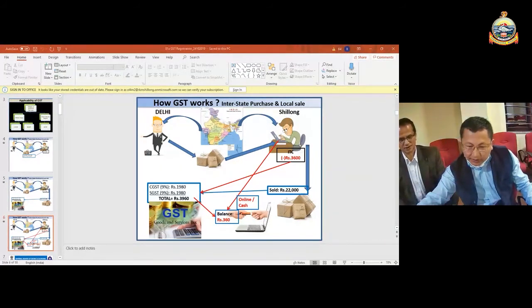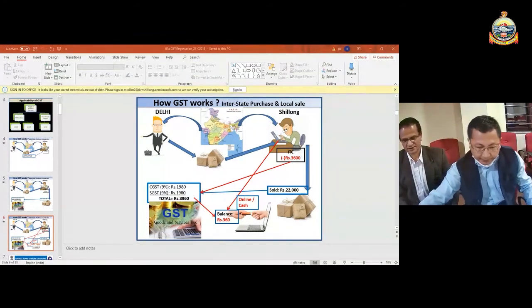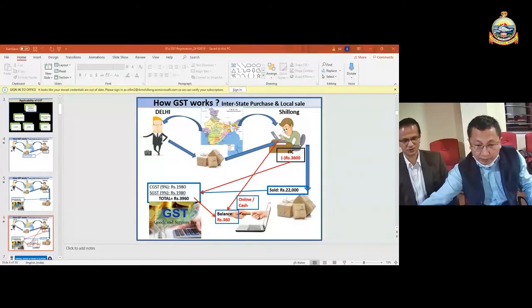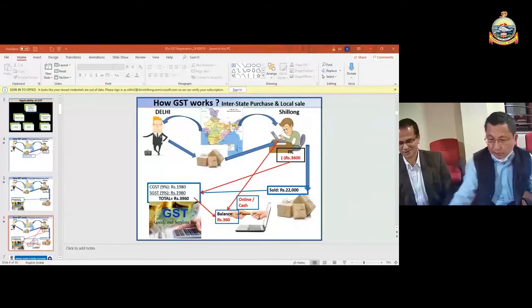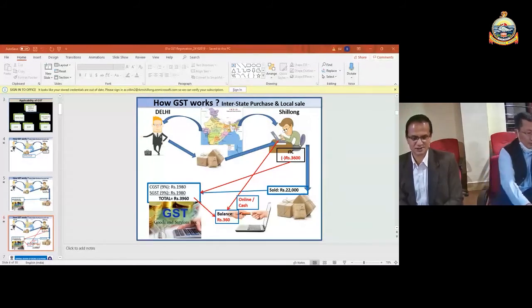There is one question regarding some more details about capital goods. Whatever I have said regarding capital goods was in a nutshell, because it is a one-hour webinar, and we thought it should be confined to just the main features about what is ITC and what is ITC on raw materials and capital goods. For capital goods, there are certain conditions.